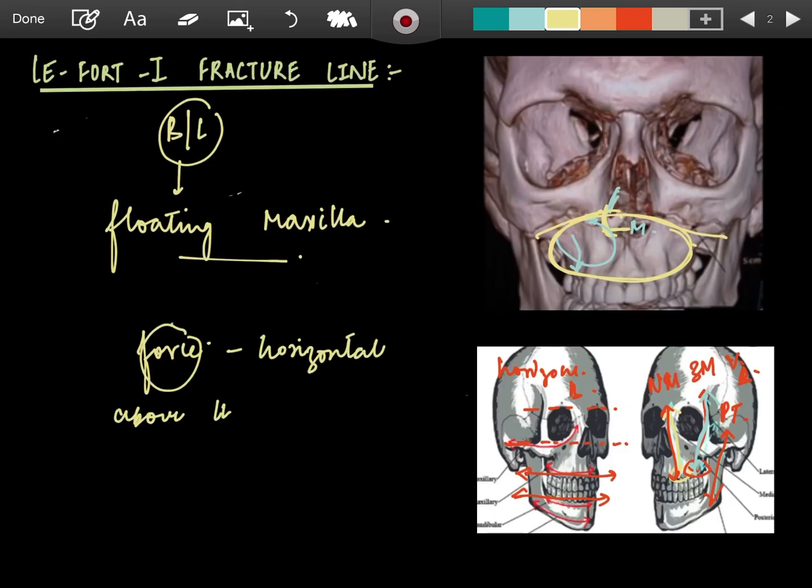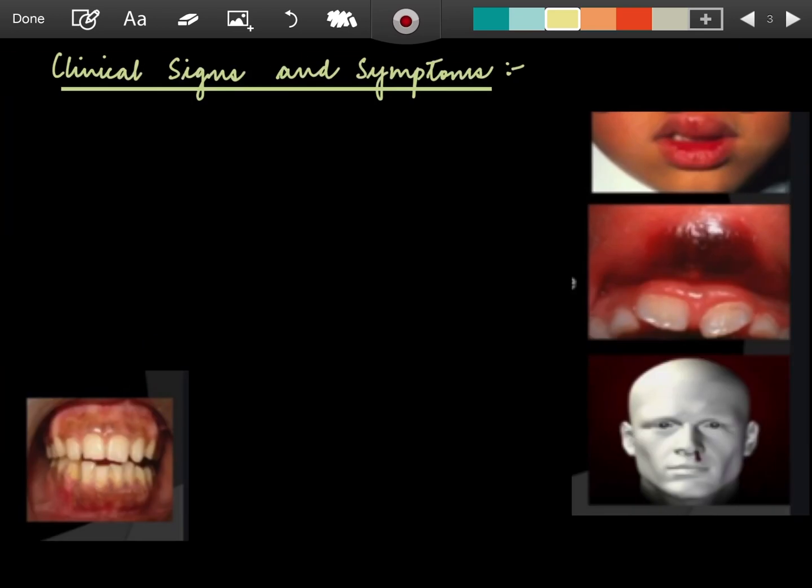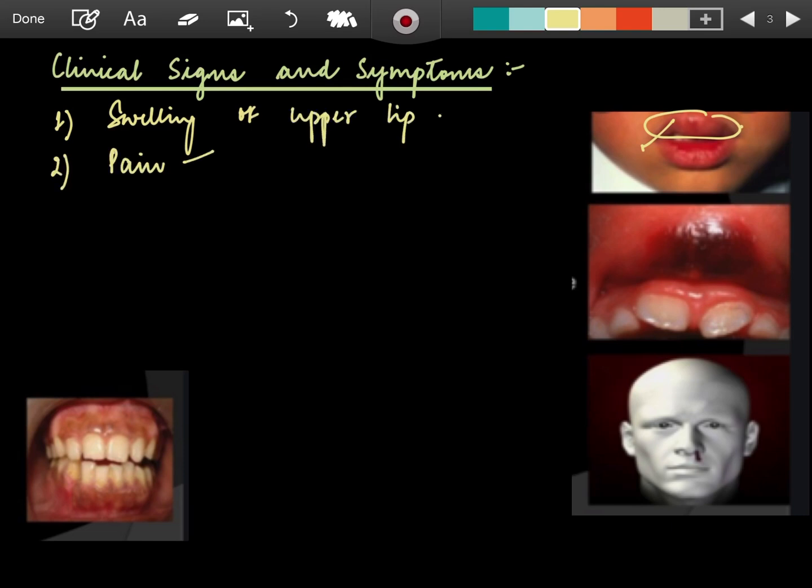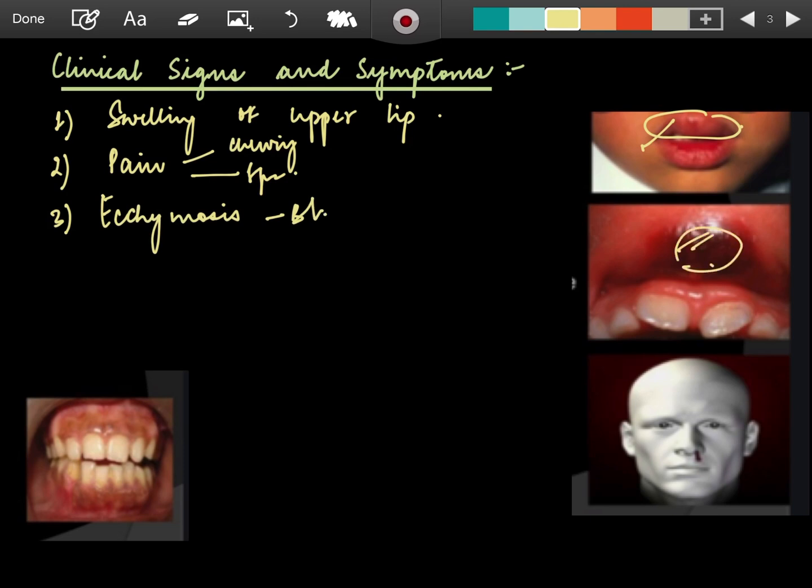The force of this LeFort 1 fracture occurs at the level above the apices of the roots of the maxillary teeth. So coming to the clinical signs and symptoms, firstly there will be swelling of the upper lip because the force is occurring here. Second, pain in normal physiological processes like mastication and speaking. There will be ecchymosis in the buccal vestibule. There may be epistaxis, that is, nose bleeding.